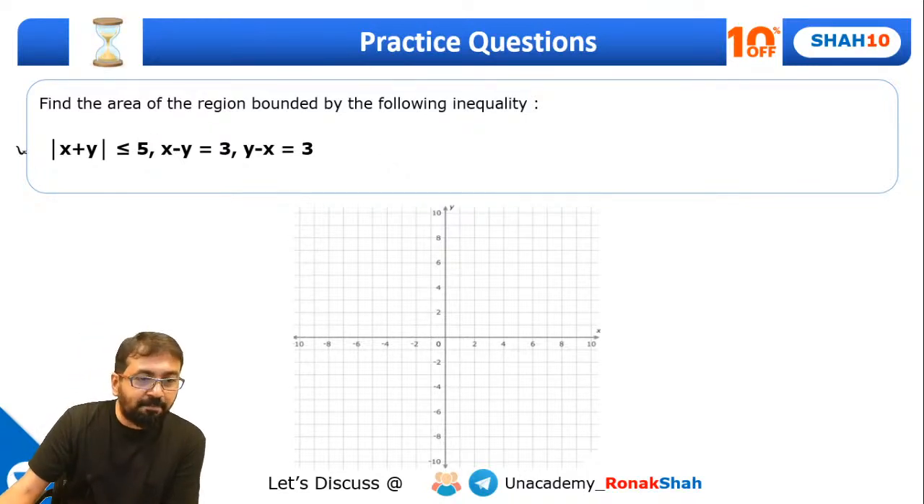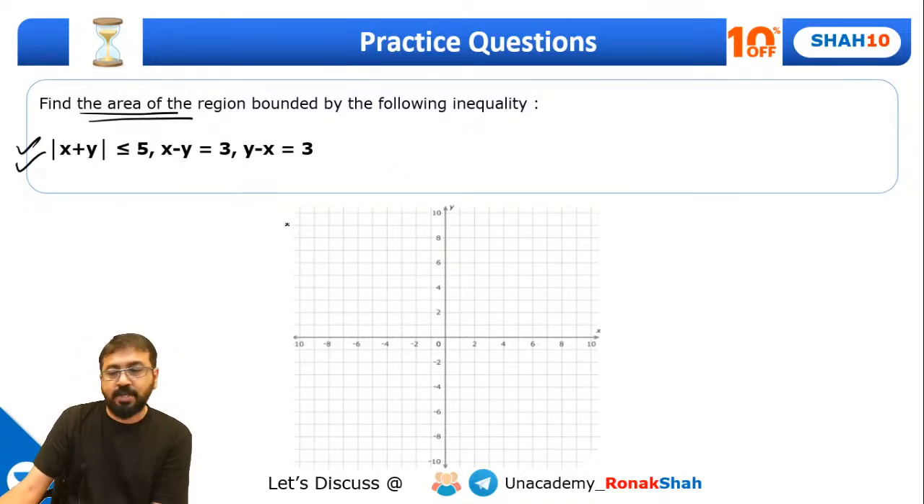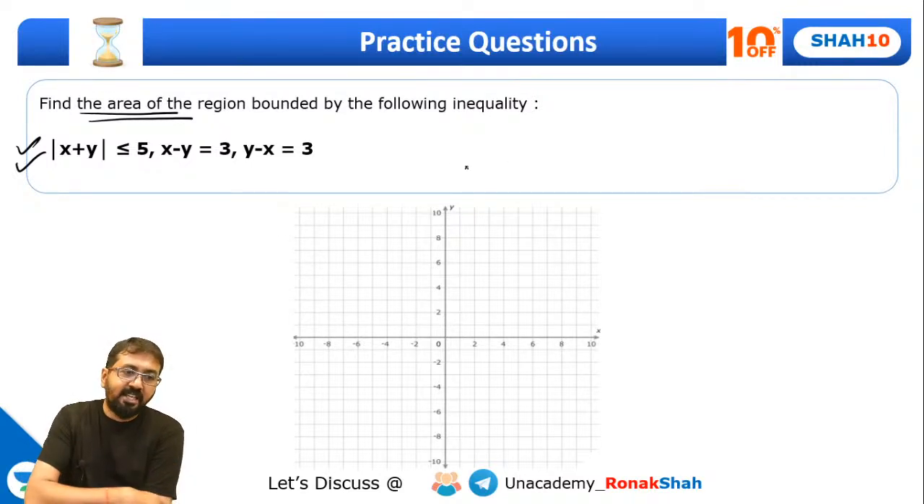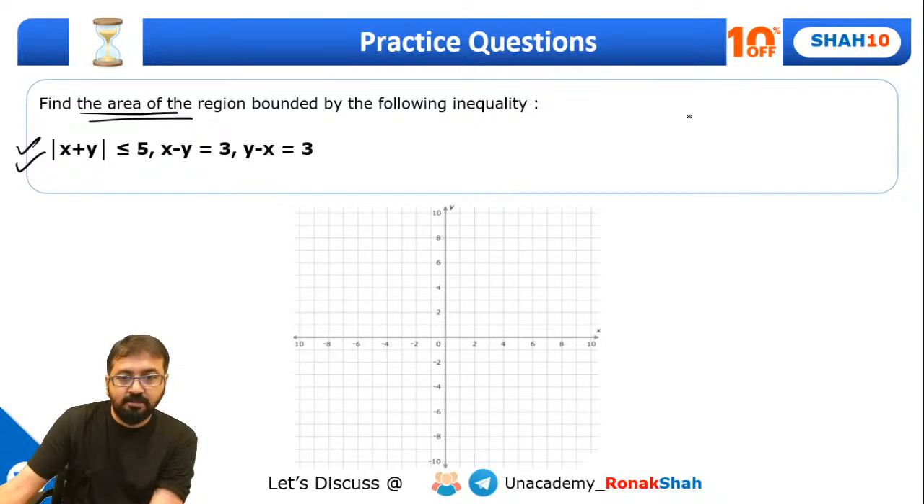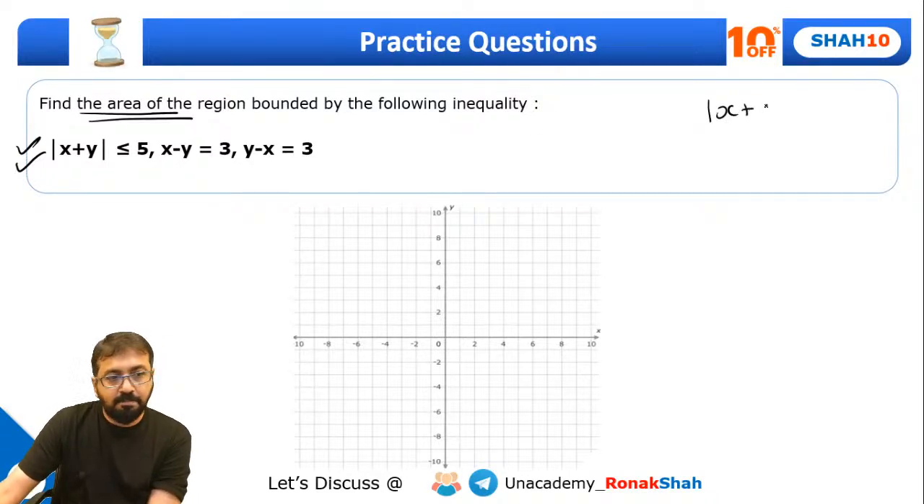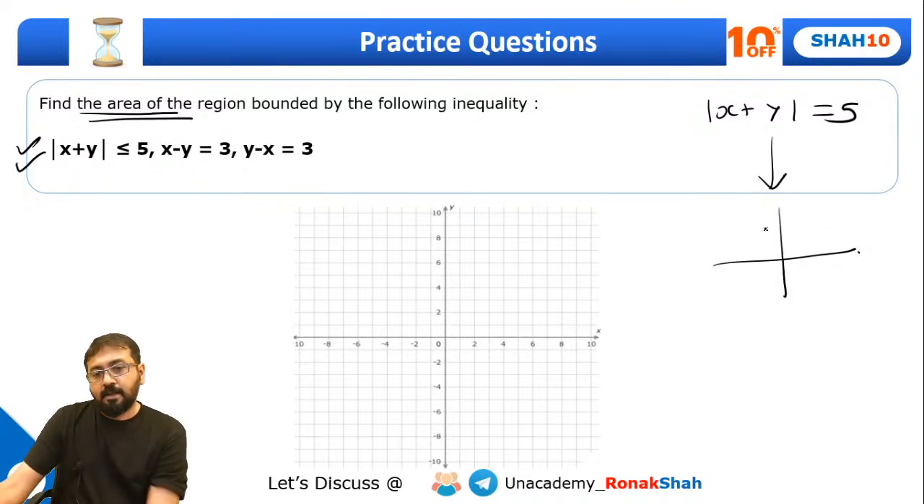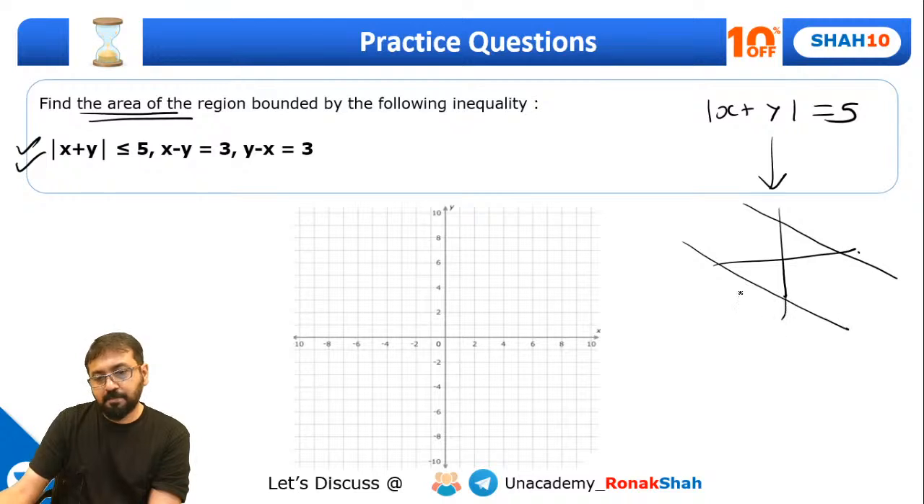Okay guys, so please find the area for this one. Now you solve this question and type your answer in the comment section. Please find the area. What will be the graph of this one? Mode of x plus y equal to 5. Let me show you the graph of this. It will be something like this. This is x plus y equal to 5, and this is x plus y equal to minus 5.